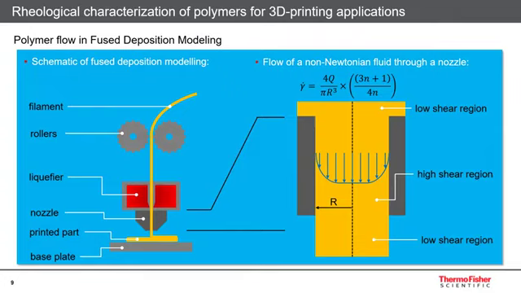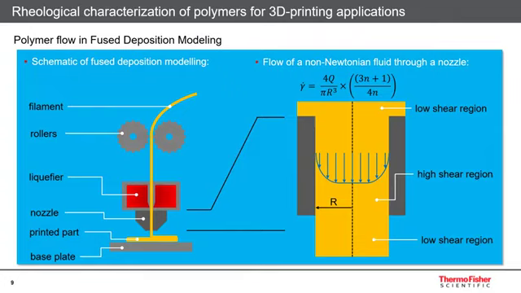created layer by layer. Once the polymer exits the nozzle, the temperature is usually decreased below the solidification point in order to prevent further flowing and to keep the desired shape. From a rheological point of view, especially the transfer of the polymer melt through the narrow nozzle is of interest, and it's illustrated in more detail on the right side of the slide.